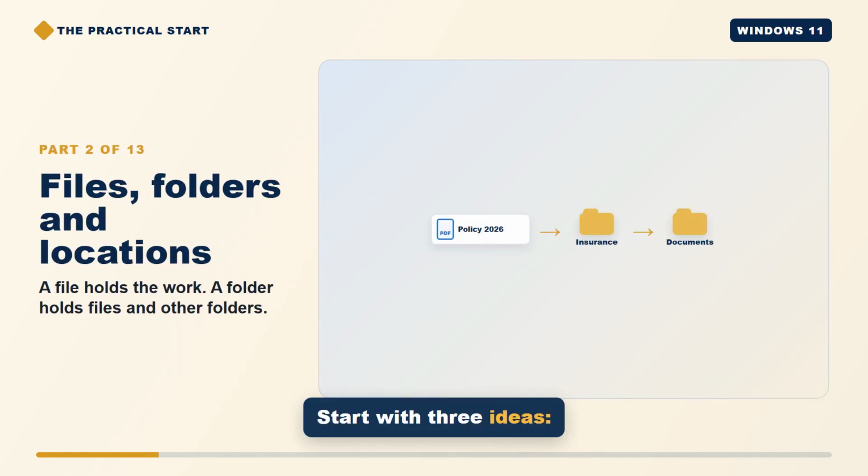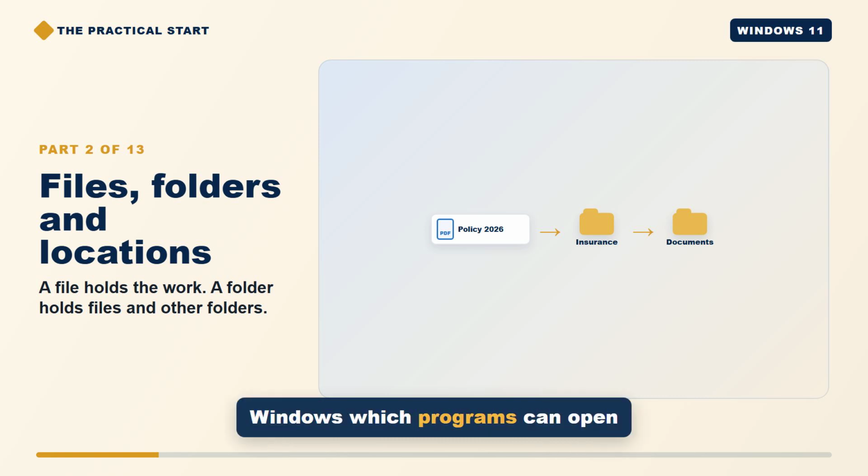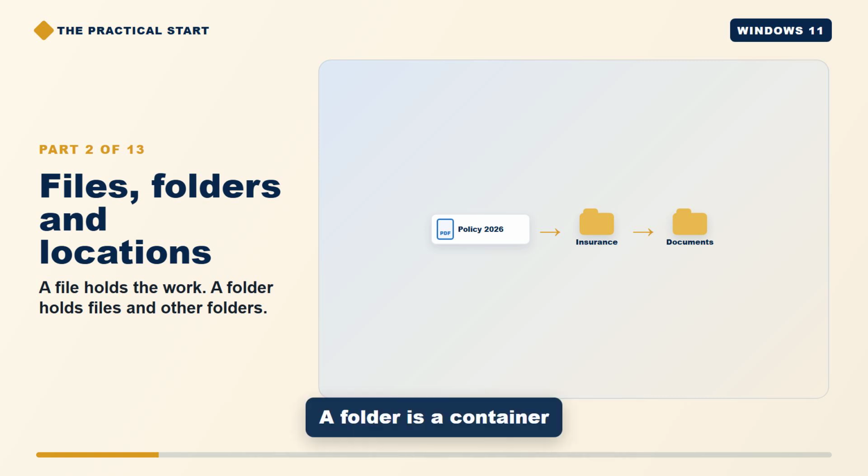Start with 3 ideas: file, folder, and location. A file is one item that holds information, such as a photograph, a PDF document, a spreadsheet, or a video. Its name helps you recognize it, and its file type tells Windows which programs can open it. A folder is a container used to group files and other folders. The location is the route Windows follows to reach that item.